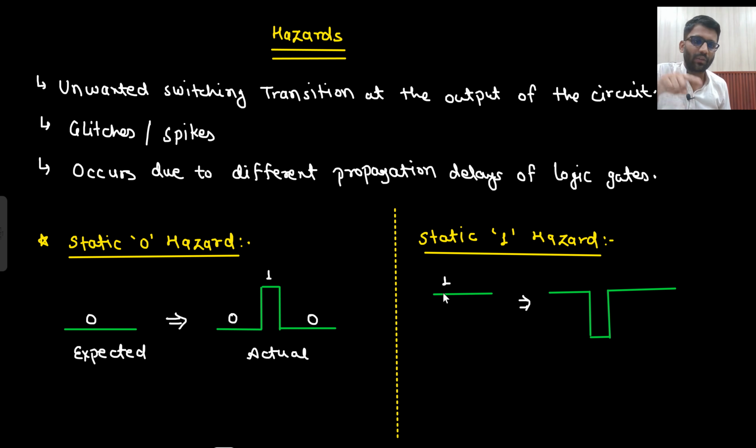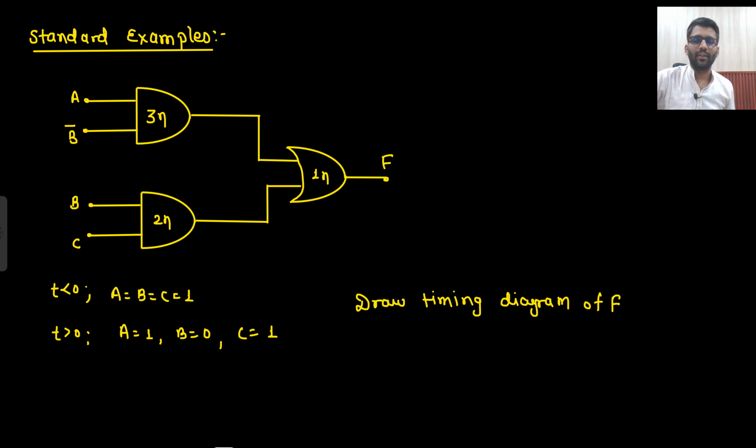Or if you were expecting your output to be 1 always, this was expected, but what you got was 1, in between there was 0, and then again 1. This is known as static 1 hazard. That means 1 is static, in between there is 0. This is how you will remember it: static 1 hazard means 1 is static but in between there is a 0. Here 0 is static, in between there is 1, so static 0 hazard. Let's see the example, it will be more clear now.